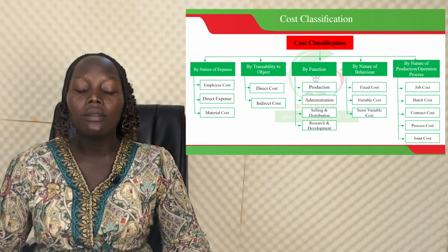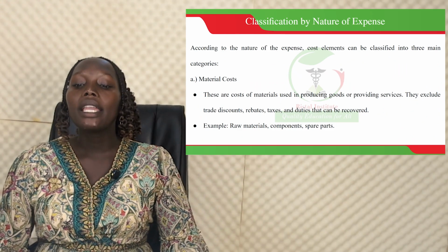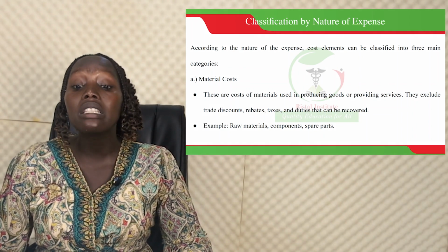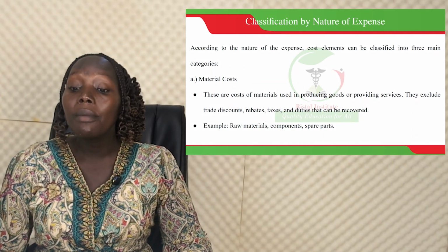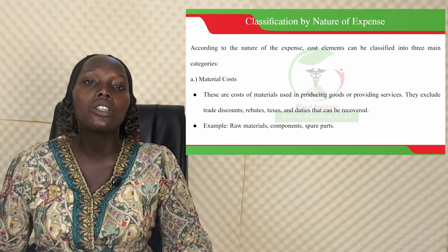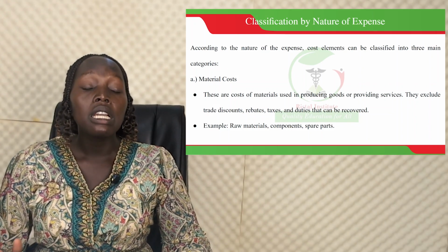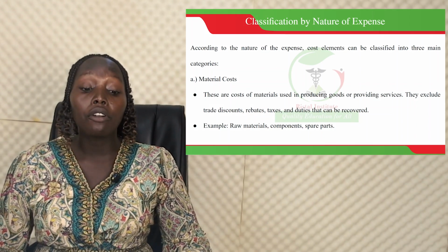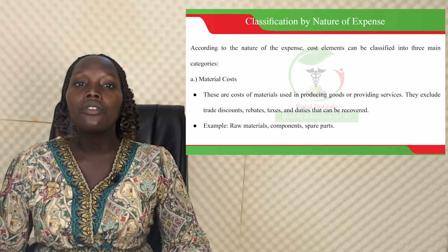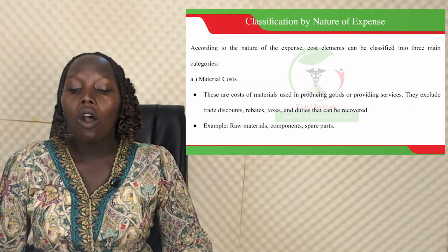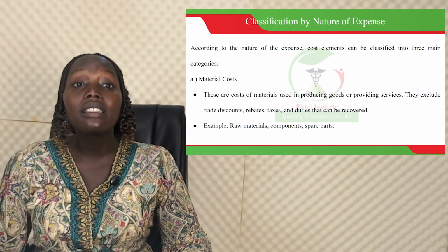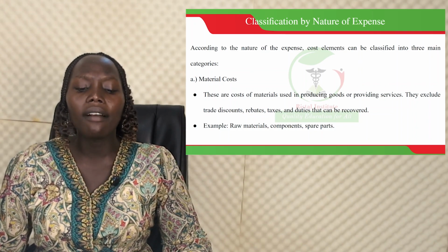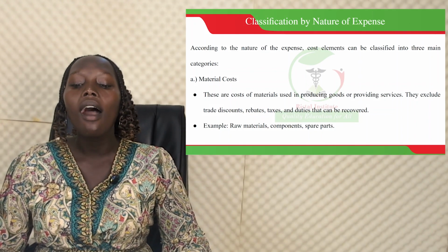We are going to start by looking at classification by nature of expense. According to the nature of expense, cost elements can be classified into 3 main categories. One is material cost. Material costs are costs of materials used in producing goods or providing services. For example, they include trade discounts, rebates, taxes, and duties that are covered.